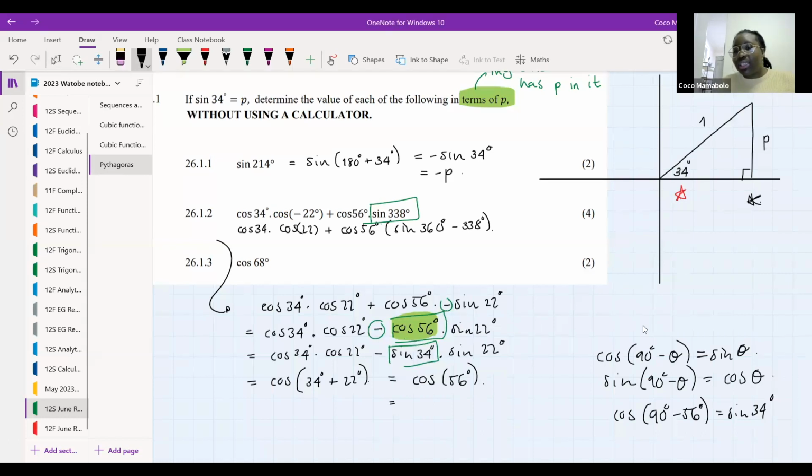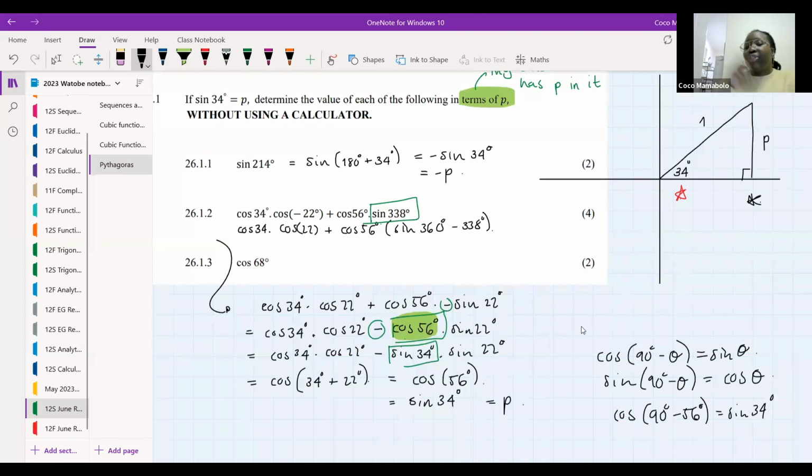All right, so now I've got cos of 56. I can do the same thing. I'm about to get there, Sehau. I can take cos of 56 and do the cofunction again. Cos of 56 is the same as sine of 34, and sine of 34 is equal to P. Okay, there's where we get the answer P.